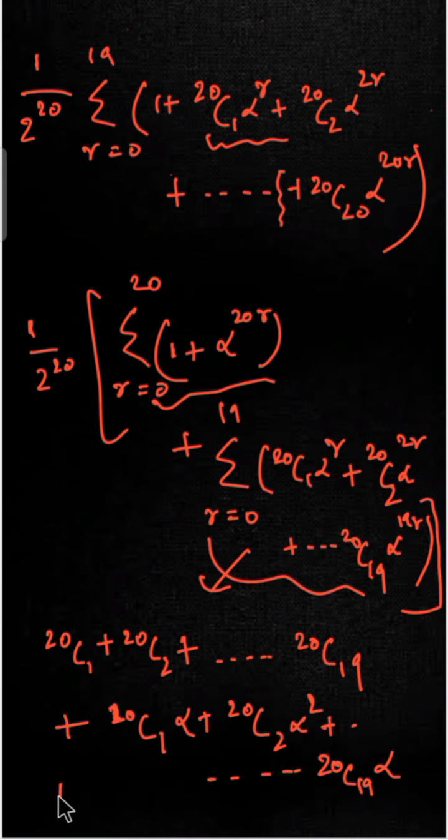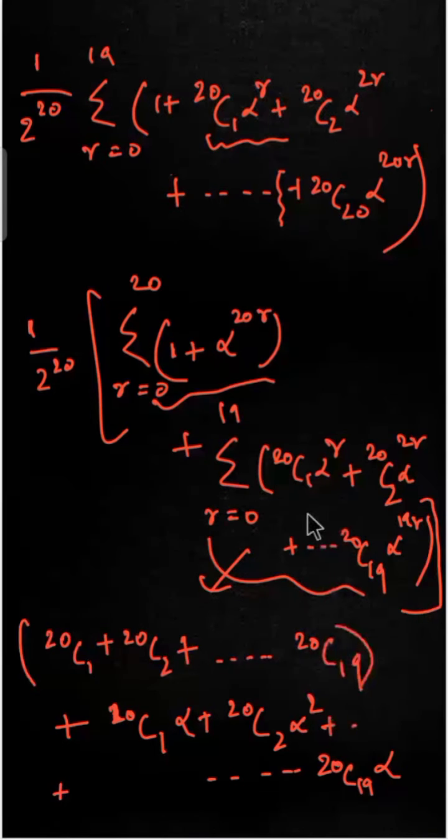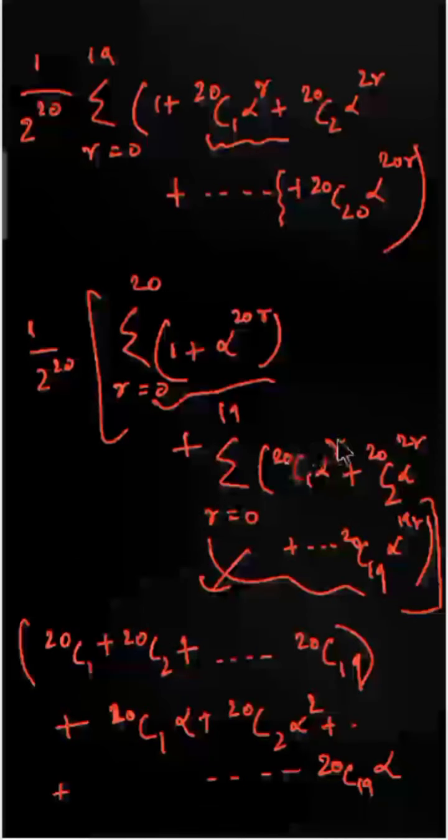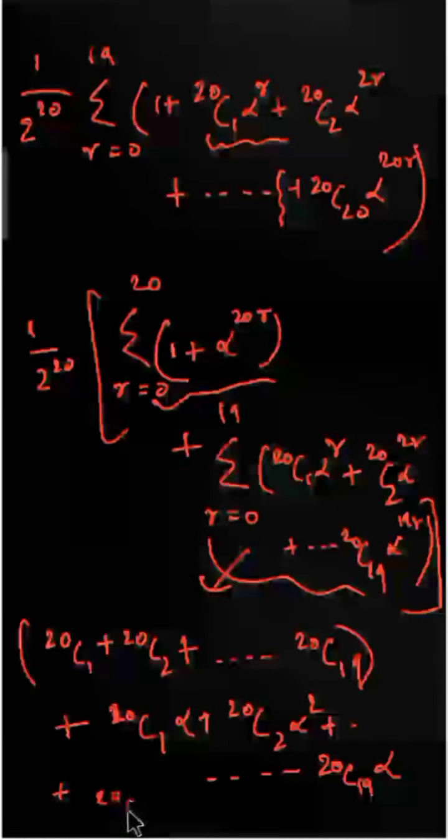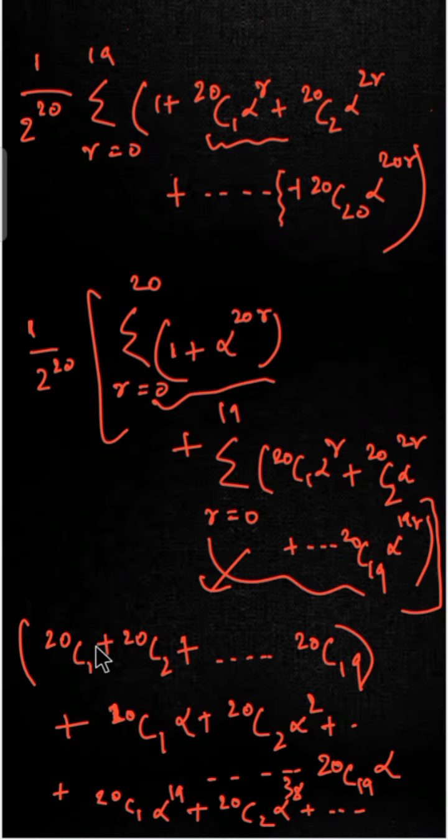Now you can see here, we can go in this way: putting r = 1, we have got this; r = 0, we have got this. So finally we can put r = 19 and check here, we get 20C1 alpha power 19 plus 20C2 alpha power 38 plus so on. Now you can check the 20C1 terms: 20C1, 20C1 alpha, so on 20C1 alpha power 19. Here you can check 20C2, 20C2 alpha square, 20C2 alpha power 4, so on 20C2 alpha power 38.